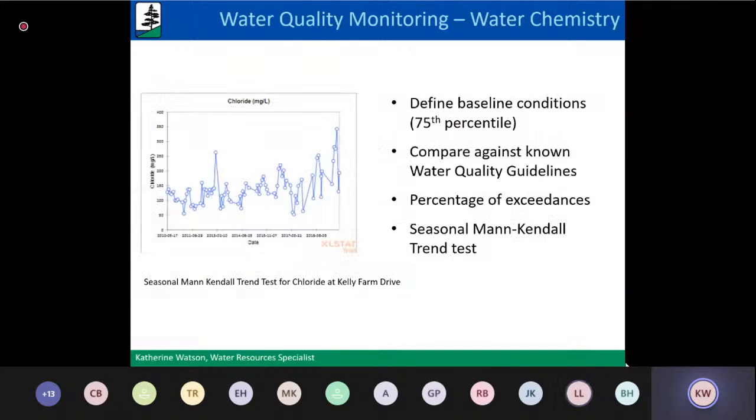Take that data and compare it against known water quality guidelines, such as provincial water quality objectives. We're able to identify exceedances within those different parameters. And then we also applied seasonal Mann-Kendall trend tests to look at trends within the data. Next slide.